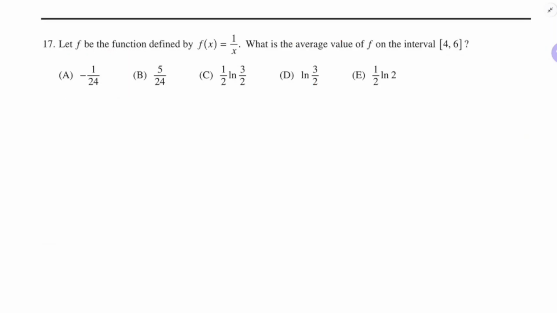Okay, next we've got an average value function. And I find it interesting that the function they're going to have us find the average value of is 1 over x again, because we just did an integral of 1 over x. But okay, you need to remember that the average value, that's a formula we need to know. We add up all the function values, so the integral from 4 to 6 of f of x dx, and then we divide by the width of that interval, 1 over 6 minus 4.